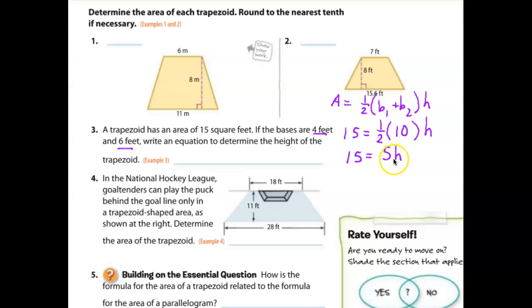How can we get this 5 by itself? What operation will be the inverse of 5 times h? Very good. We are going to divide both sides by 5. And that's going to become 1. H will be by itself. And what is 15 divided by 5? Very good. The answer is 3.